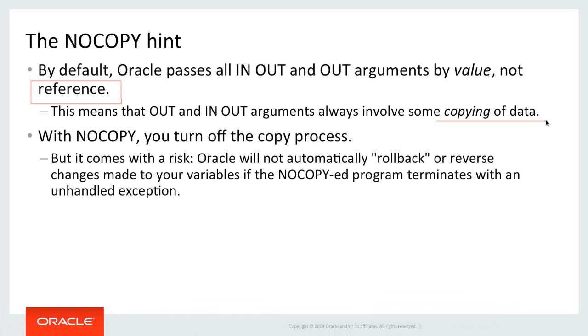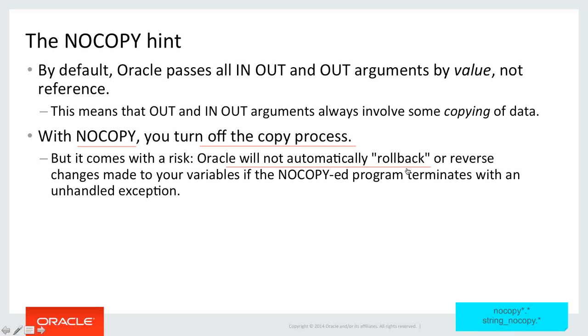And the basic reason is that they figure if something goes wrong and there's been an exception, you don't want to have modified your data structure. But you've got the cost of copy in and copy out. So what NOCOPY does is essentially turn off that copy process. You're basically asking Oracle to stop doing that. Don't do a copy in, don't do a copy out. And you'll see a performance improvement. But the key thing to remember is that if you add the NOCOPY hint, then Oracle will not automatically roll back or reverse changes made to your variable. So you can end up with data structures that are partially modified. Let's take a look.